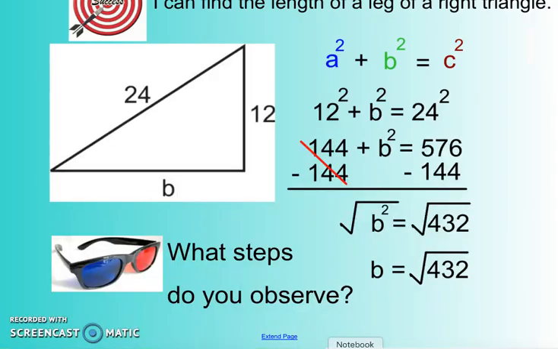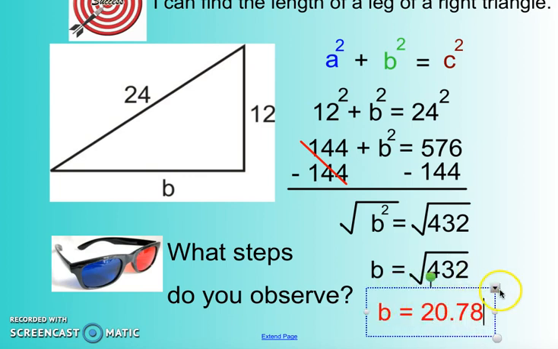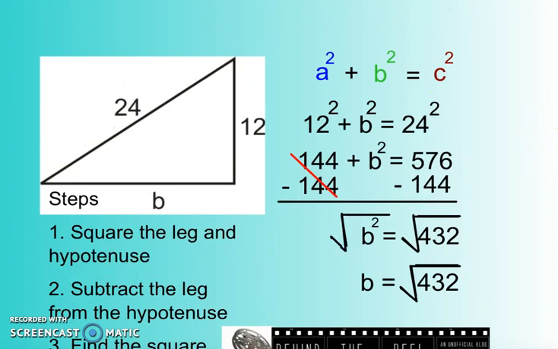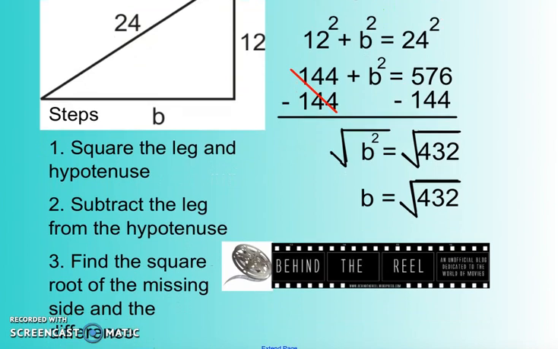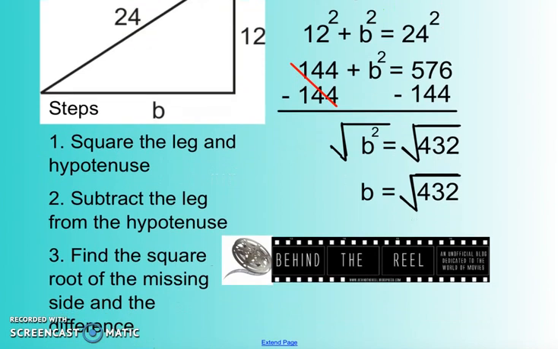So I'm going to go back. We're going to put that in as my answer. So b is equal to 20.78. So that is the length of b. Okay? So the steps that we took. Well, we have to square the leg and the hypotenuse.